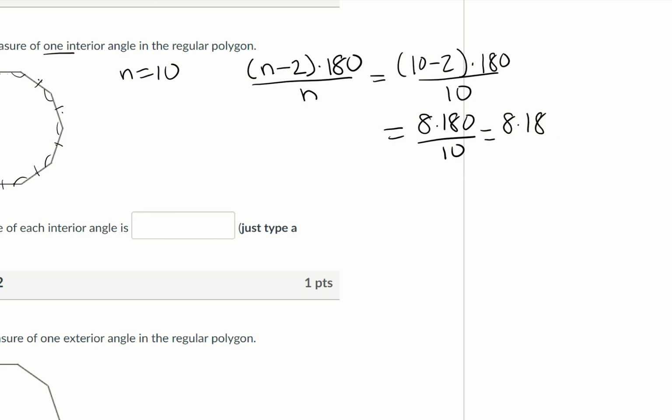So we just have to do 18 times 8 here, which in this case, if I do the math, should be 144 degrees. And just to verify that math, okay, so it's 144.